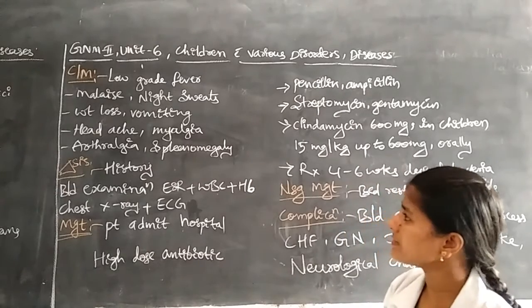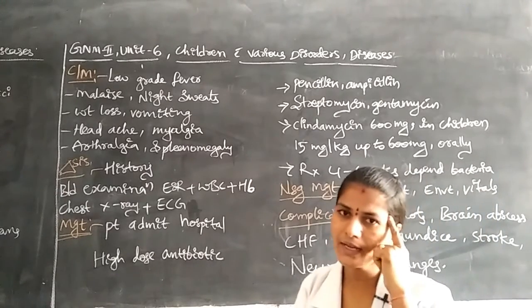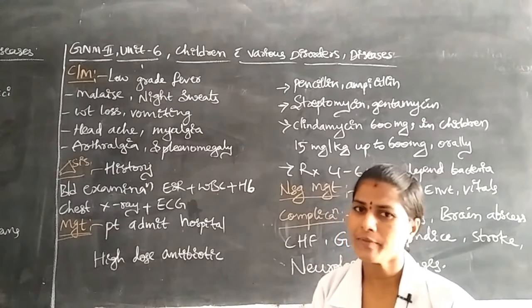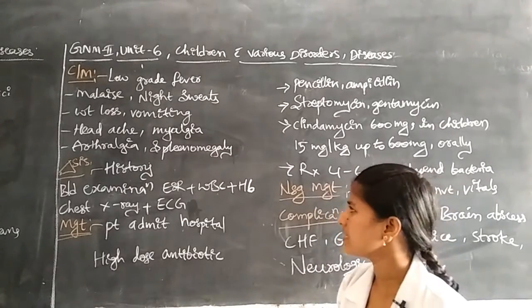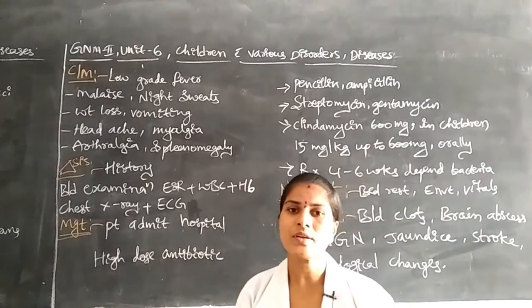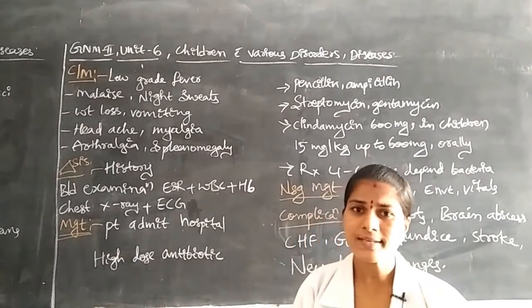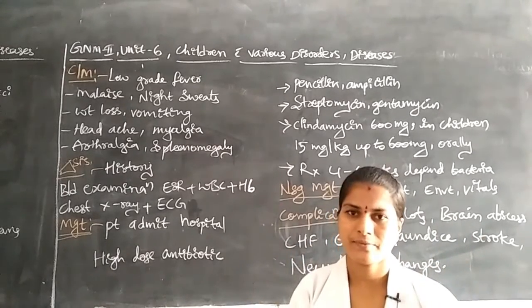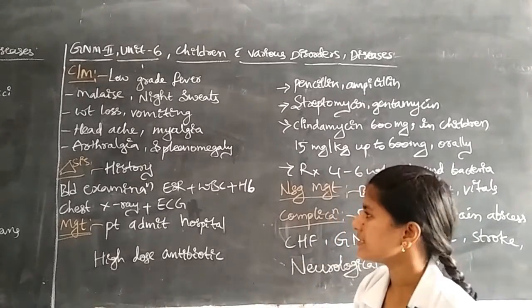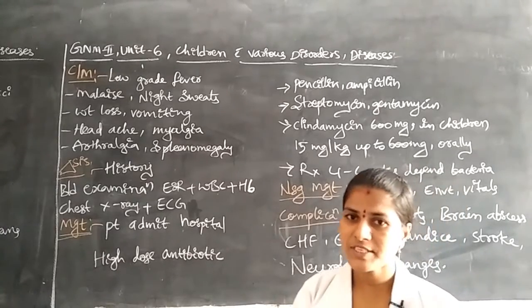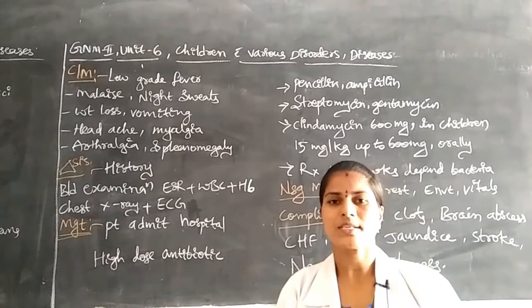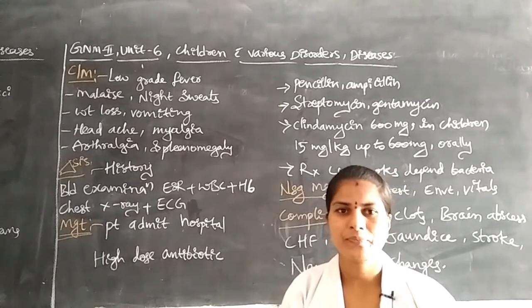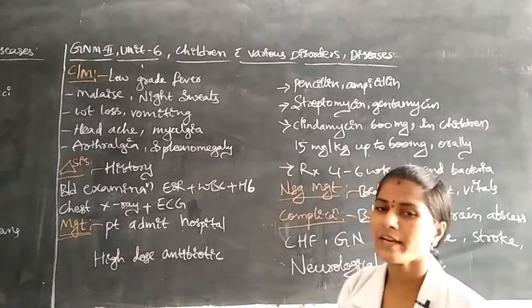Next, other common symptoms are headache, myalgia, that is muscle pain, and arthralgia, that is joint pain. Next is splenomegaly. When we observe the spleen of the children, the spleen is increased in size than the normal size. These are the clinical manifestations for identifying whether the children are suffering from the disease condition of endocarditis.